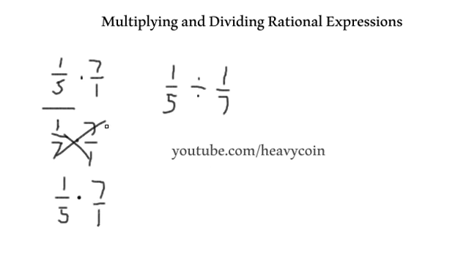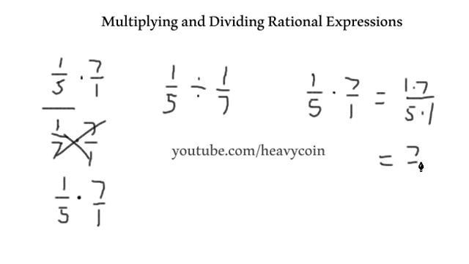So just in short, so we don't have to do this every time, when you see the division sign, just take this number here and you flip it. It's just really that simple. You just flip whatever this is. So 7 over 1. Then of course we multiply 1 times 7, 5 times 1. Right, so this becomes 7/5. Alright, so that reduces down to 7/5.